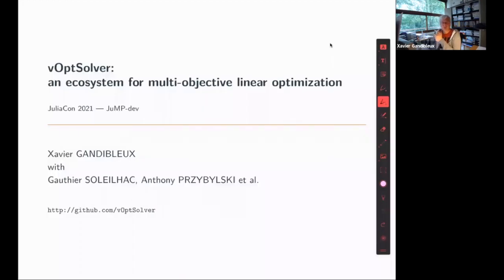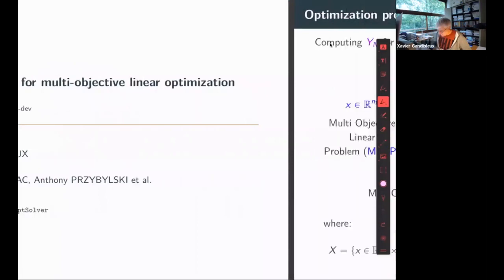Hi everyone, I am Xavier Gandibleux from University of Nantes in France. I am talking about vOptSolver, which is an ecosystem for multi-objective linear optimization.